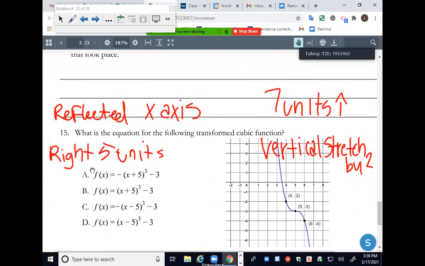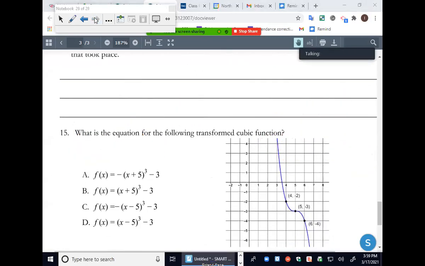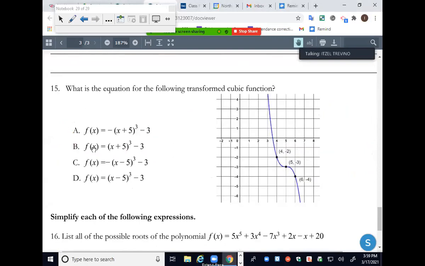If you look at number 13 and 15, the questions look like 13 and 15. Just letting you know. So we have our graph and we have our answer choices. Okay? Which one of these belongs to the graph?